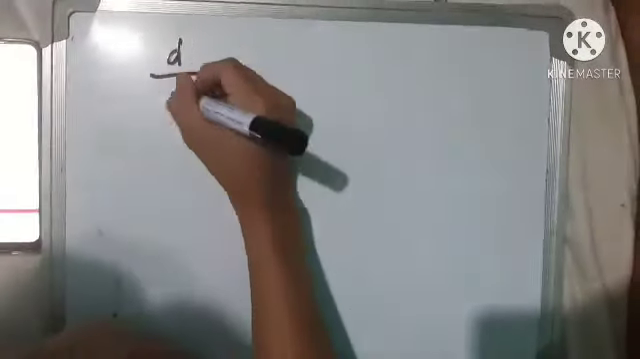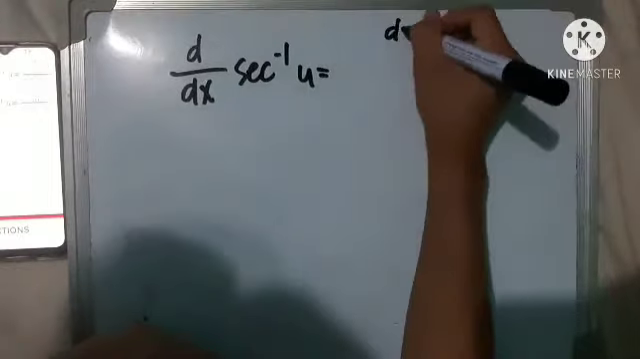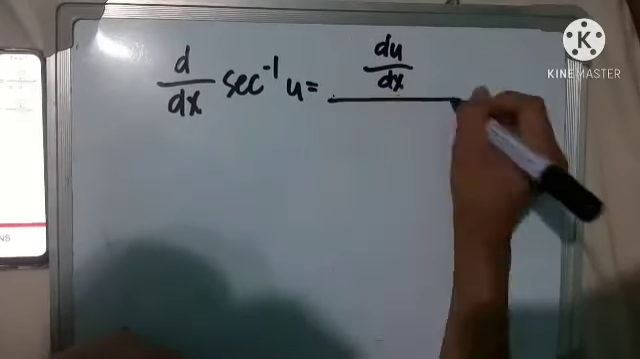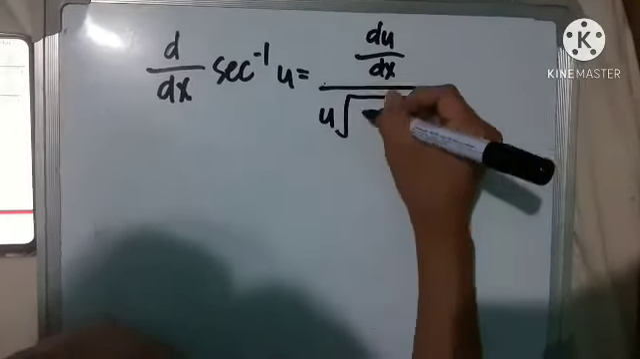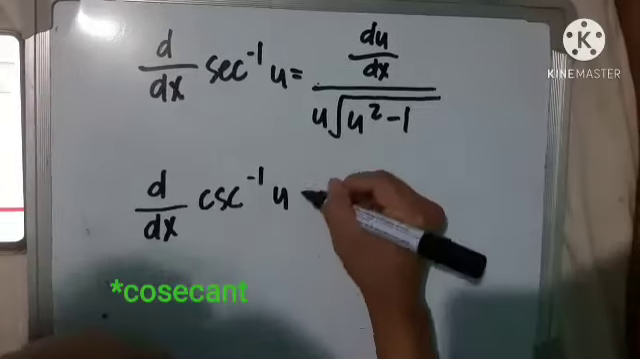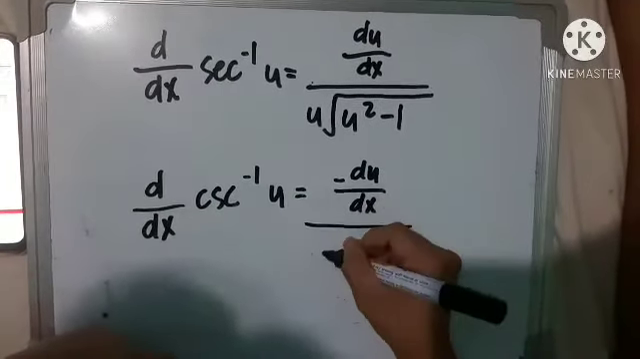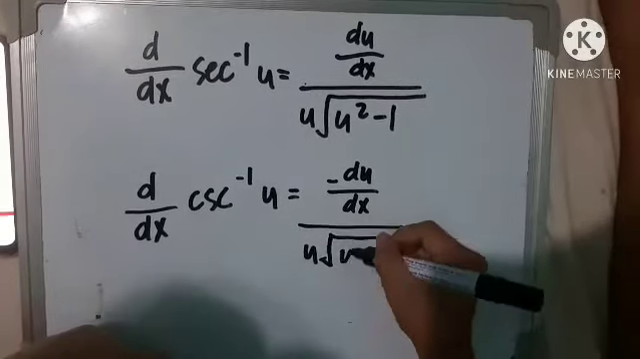If we derive arcsecant u, we have the derivative of u over u square root of u squared minus 1. And if we derive arccosecant u, it will result in the negative derivative of u over u square root of u squared minus 1.